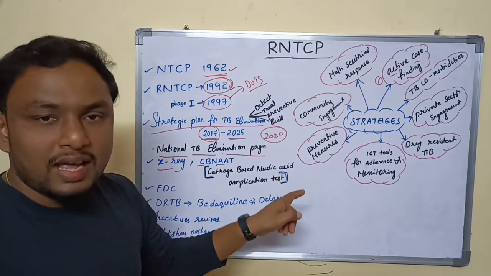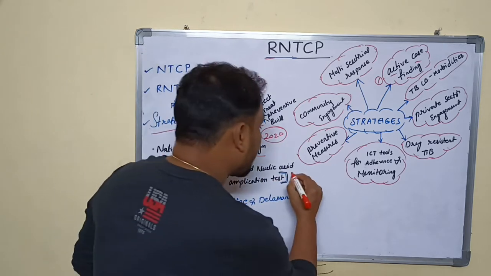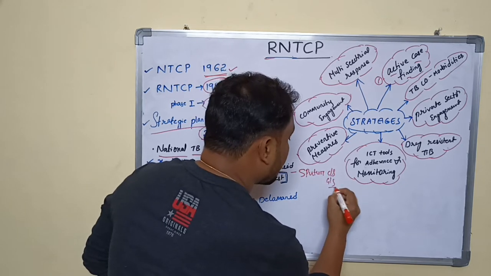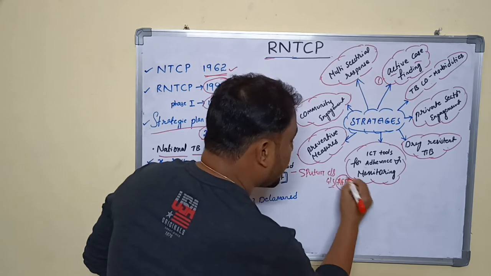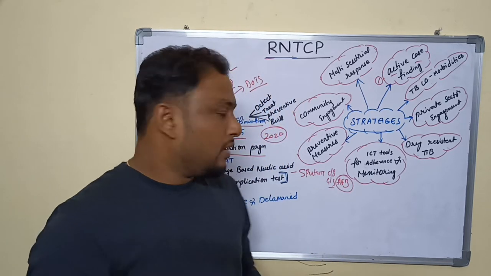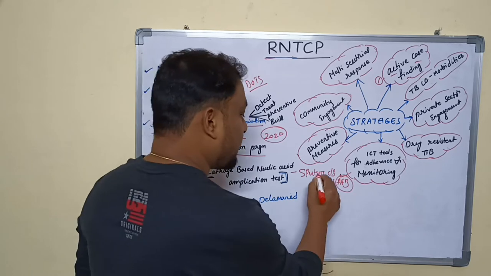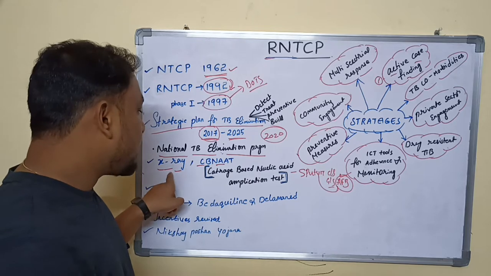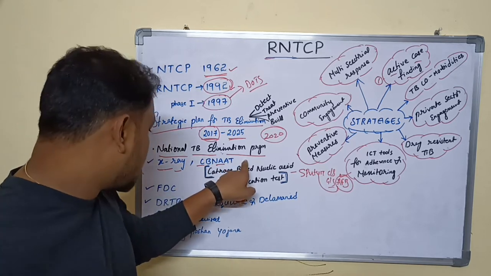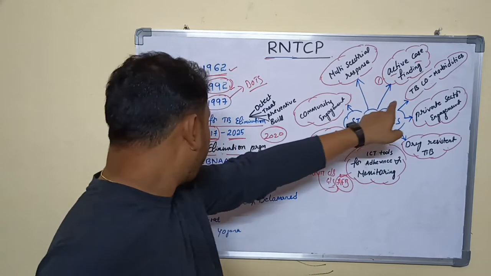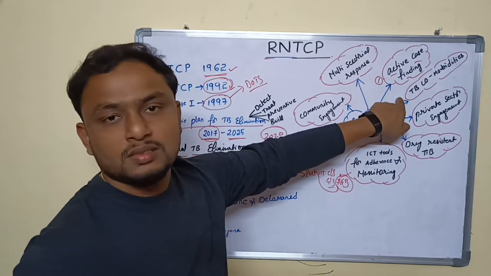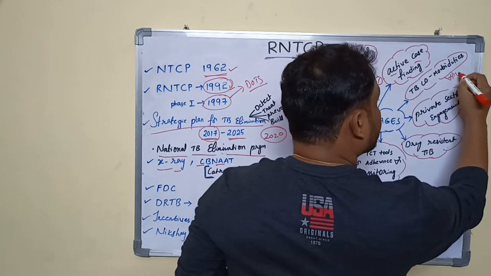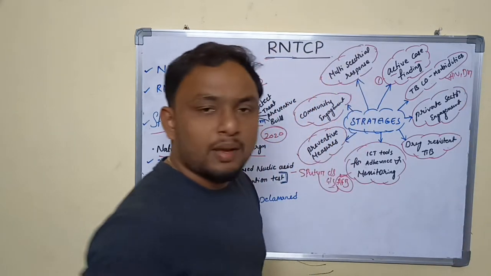Previously, we used to rely on TB detection only on sputum cultures, sputum gram stains, or AFB, acid fast bacilli. We used to rely on sputum AFBs. Recently, we are diagnosing the cases with chest X-rays and CBNAAT testing. Another thing, we need to focus on TB comorbidities, mainly HIV and DM, diabetes mellitus.